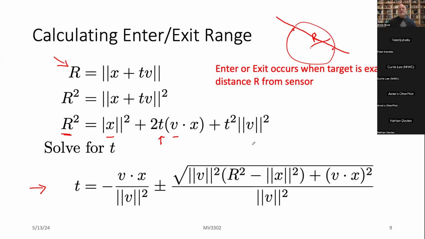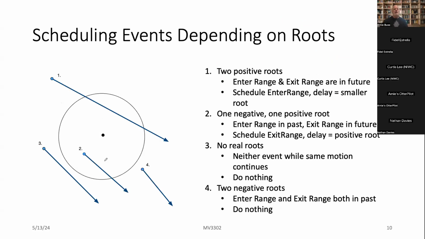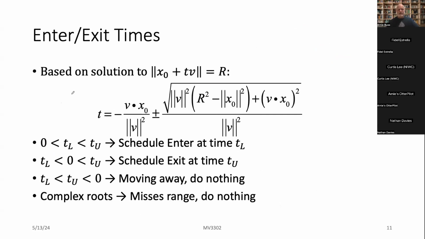What's valuable about this, now let's look at a picture, and let's look at what all the possibilities are, though. Okay, so this was our canonical example. So we start outside, we hit, and then we exit, and then we're out. That's what we looked at.